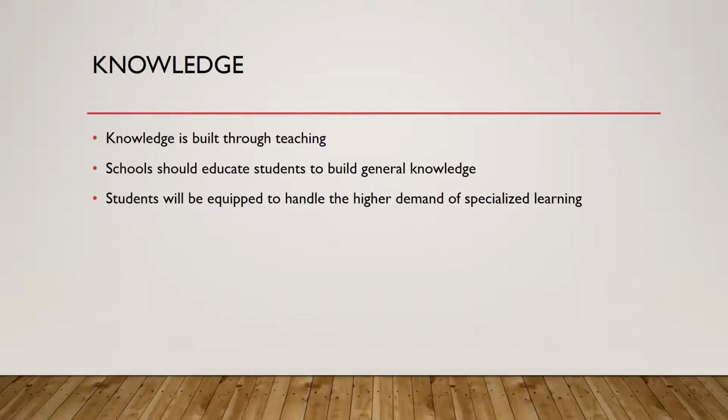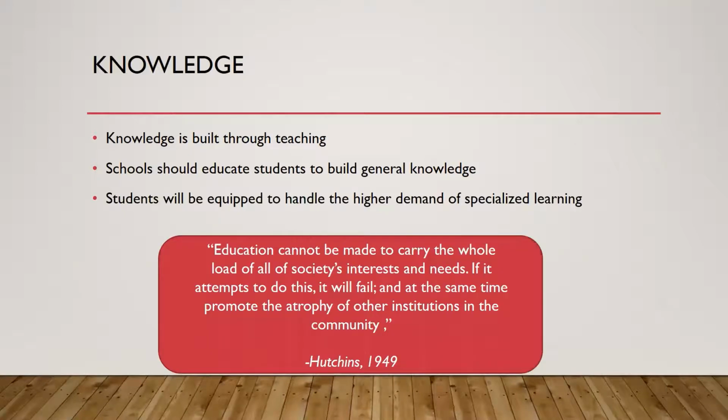He argued constructing knowledge in this way by stating, "Education cannot be made to carry the whole load of all of society's interests and needs. If it attempts to do this, it will fail and at the same time promote the atrophy of other institutions in the community." In other words, an education system that builds strong young students with important universal skills rather than incomplete training in specialized skills better prepares students for focused vocational training.